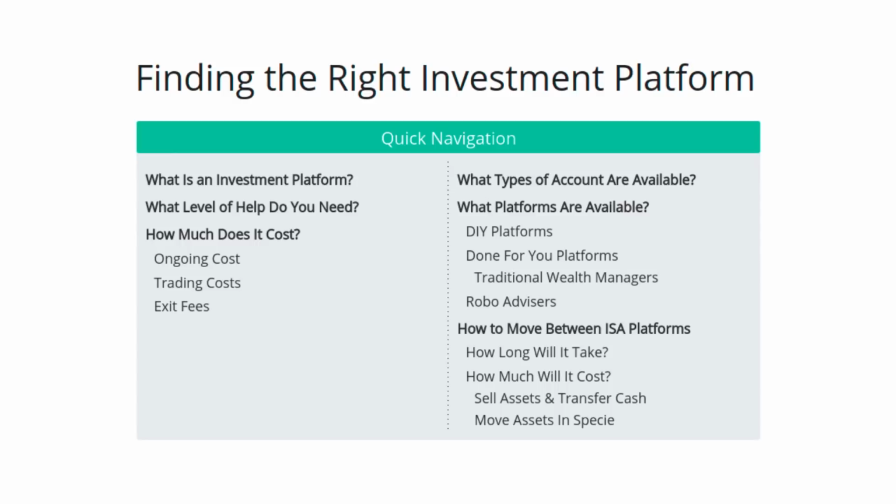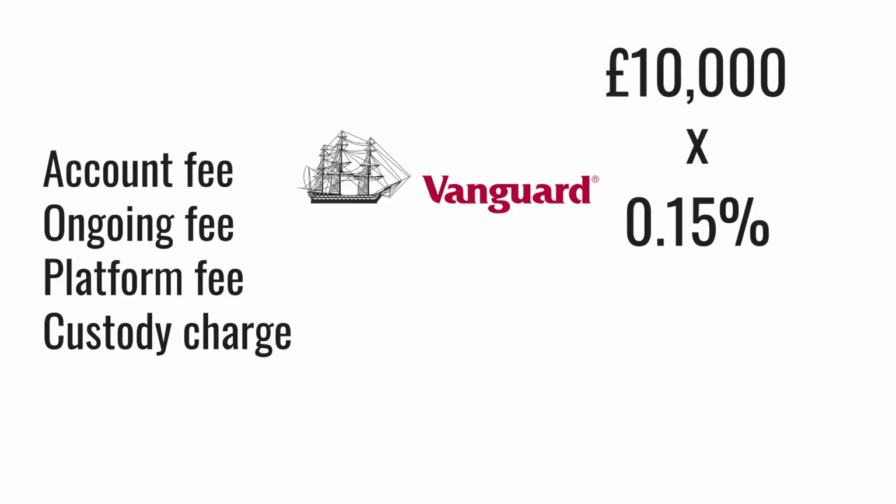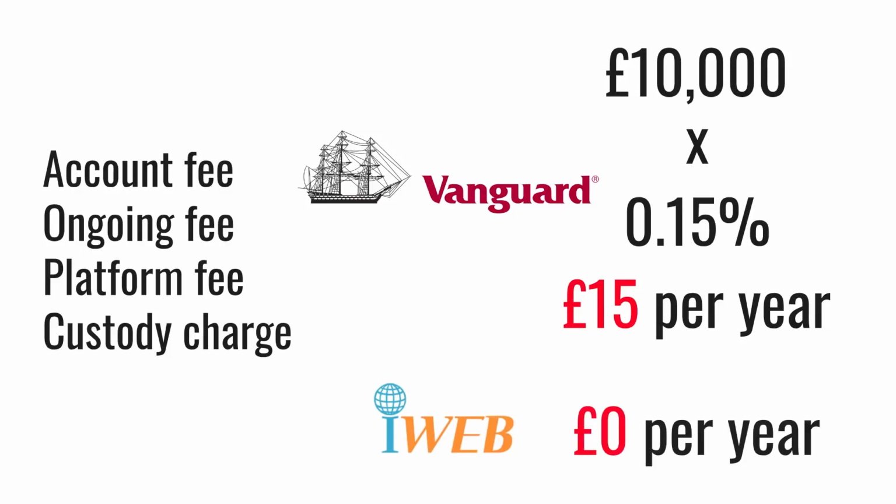The first fee to consider is the account fee, but this goes under many other names, such as ongoing fee, platform fee, or custody charge. In the case of Vanguard, it's simply a percentage of the amount you invest, charged to you each year. So say you invest £10,000 with Vanguard. Every year you'd pay 0.15% of that £10,000, which is £15 per year. IWeb is very inexpensive because its platform fee is £0 per year.